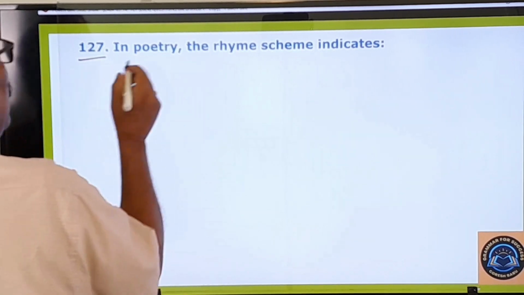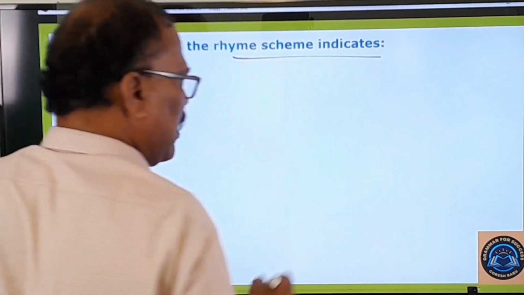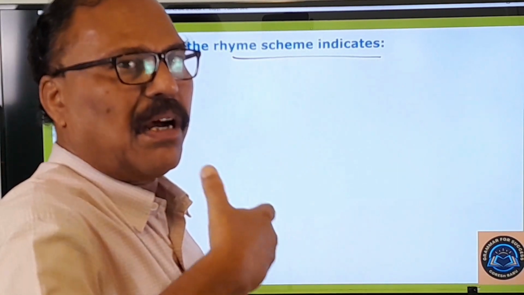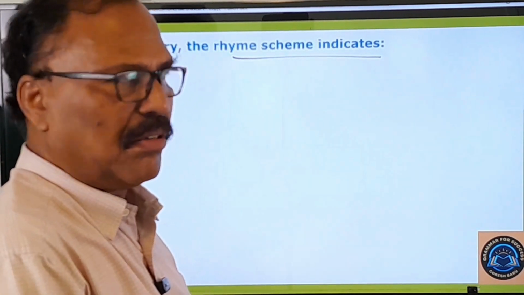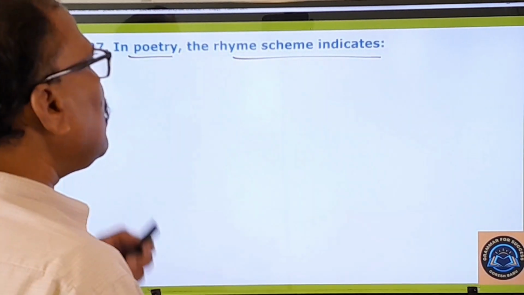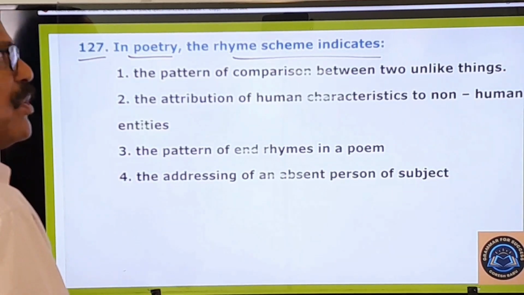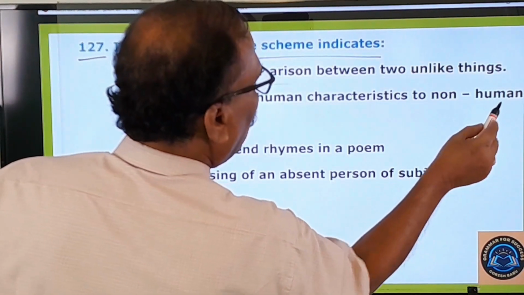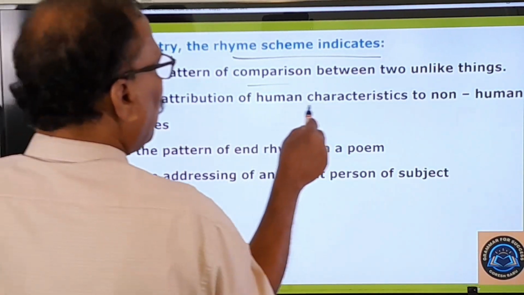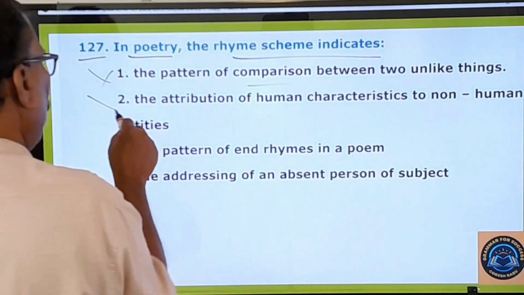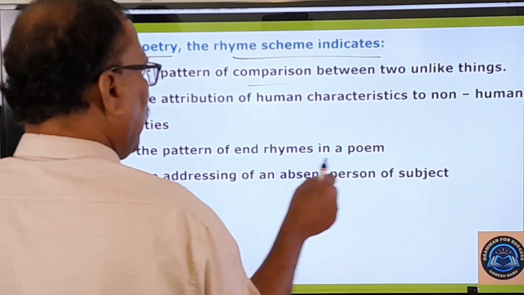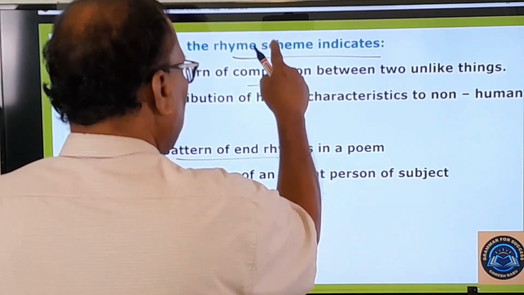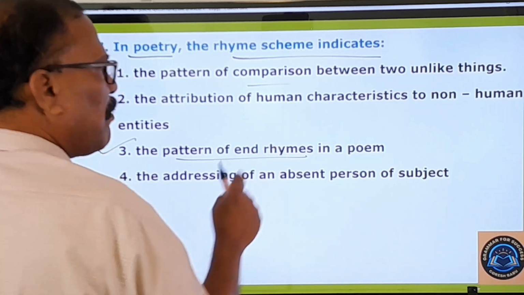127th question. In poetry, the rhyme scheme indicates, okay, in all poems, some kind of rhyme scheme is followed, and here, what does it indicate? Why do the poets use this rhyme scheme? The pattern of comparison between two unlike things? No. The attribution of human characteristics to non-human things? No, that's personification. The pattern of end rhymes in a poem? So it's the right one, the pattern of end rhymes. This indicates the pattern of end rhymes.